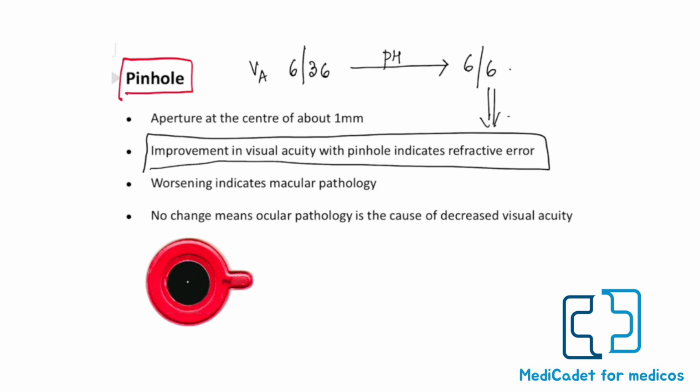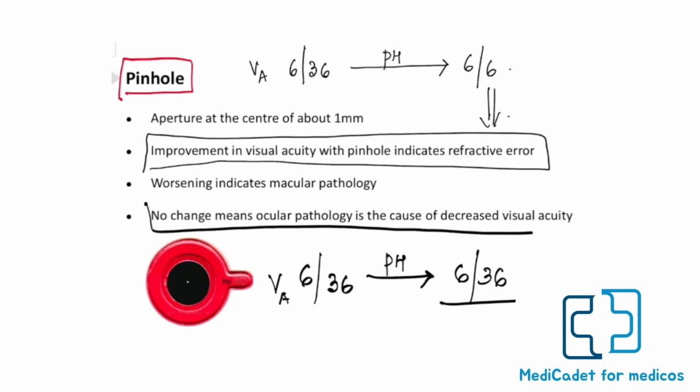put a pinhole and check the visual acuity again. If the visual acuity improves, that means that there is a refractive error which needs to be corrected. But suppose the visual acuity does not improve. That is, the visual acuity is 6/36. And suppose with pinhole also there is no improvement, meaning it is 6/36 with pinhole also. If there is no improvement, this generally means that there is an ocular pathology.